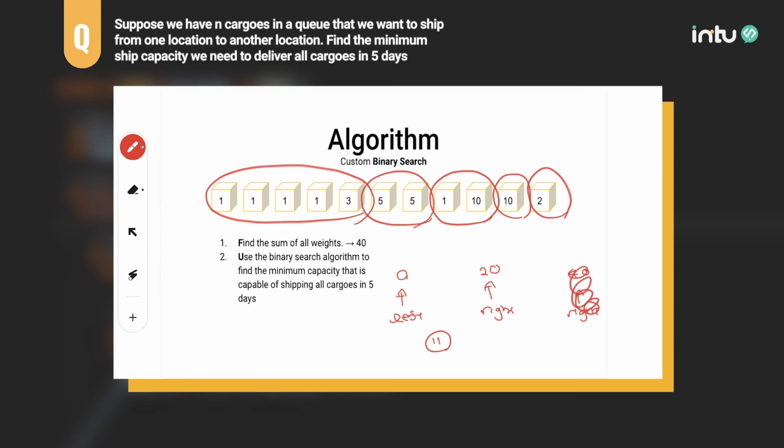And this algorithm would yield the time complexity of order of n log of the sum. And sum is this sum. Because we would try order of log sum different capacity, worst case. And each capacity we choose, it takes order of n to see if it can deliver all cargoes in 5 days. The space complexity would be simply order of 1 constant.